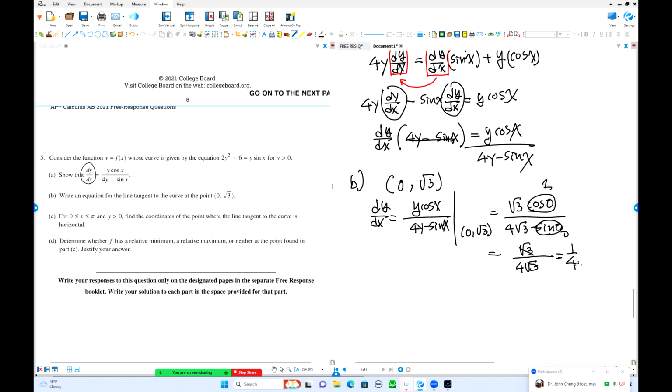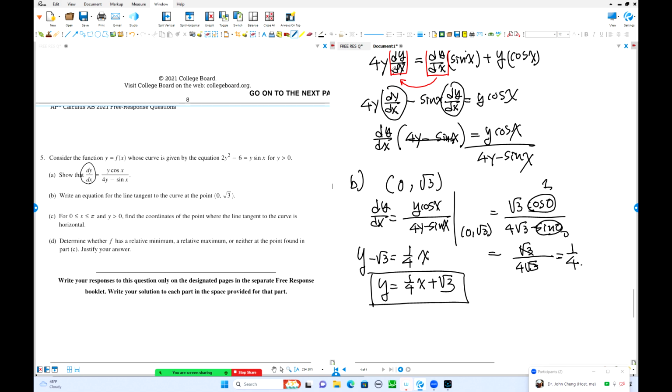So we got the point and a slope. The equation of the tangent line is y minus y1 equals slope times x minus 0, that's it. You can leave it this way, or write y equals 1/4 x plus square root 3, which is okay too.